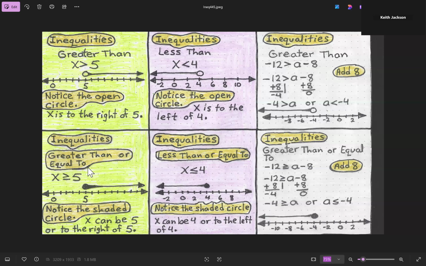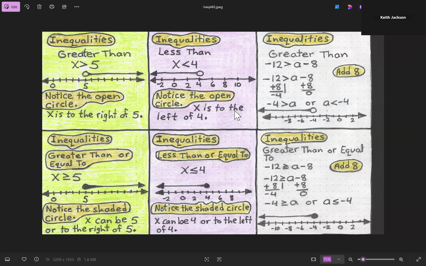And let's take a look at this one right here in which we have x is greater than or equal to 5. And all we have to do in this case is just shade in a circle because we have that equal sign, meaning that x can be 5 itself, or it could be greater than 5. Keeping in mind that it cannot be less than 5. It cannot be 4, it cannot be 3, cannot be negative 85. And notice again that we have a shaded circle right here.